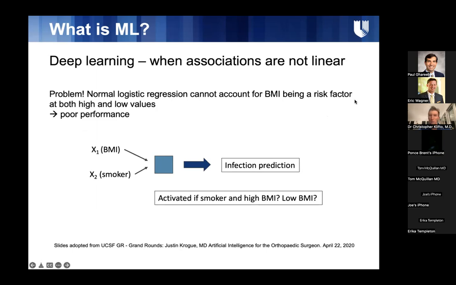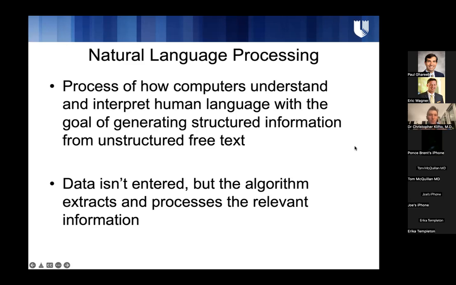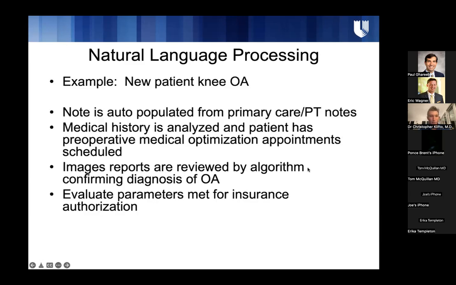And this is where it's being used in orthopedics for the most part. But natural language processing is something that we're working on right now. This is the process of how computers understand and interpret human language, with the goal of generating structured information from unstructured free text. So the data isn't entered, but an algorithm extracts it. I'm going to give you an example of what that means.